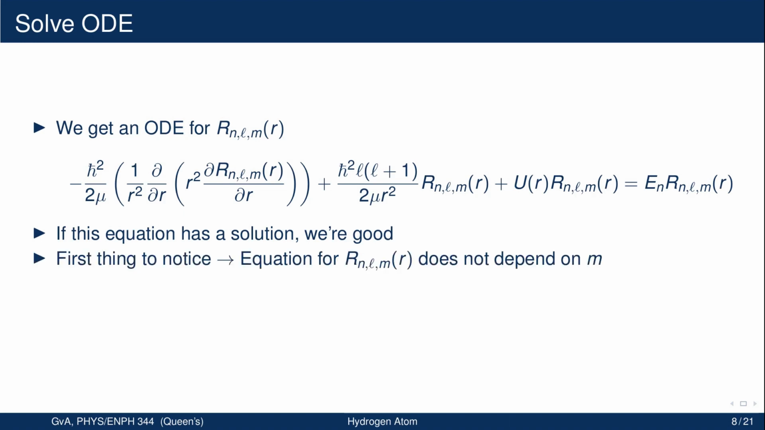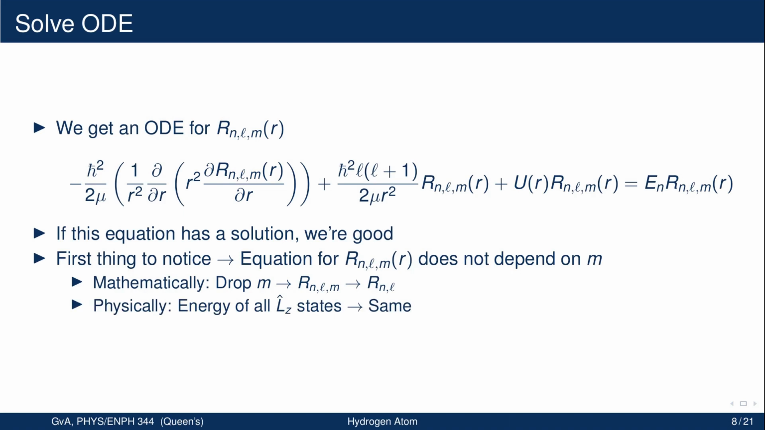The first thing that we should notice here is that the equation for capital R does not have any m dependence anywhere. Mathematically, that means that we can just drop the m index on our function capital R because it's irrelevant. Physically, that means that the energy of all the Lz eigenstates are going to be the same.